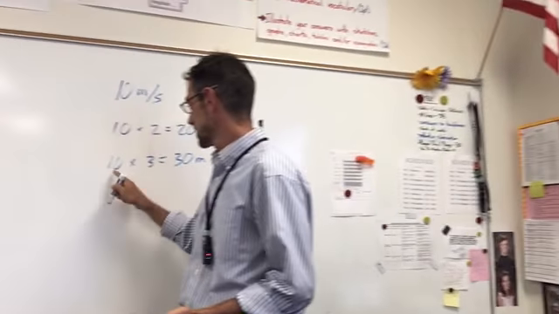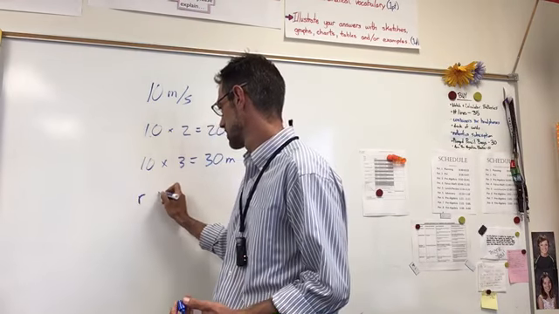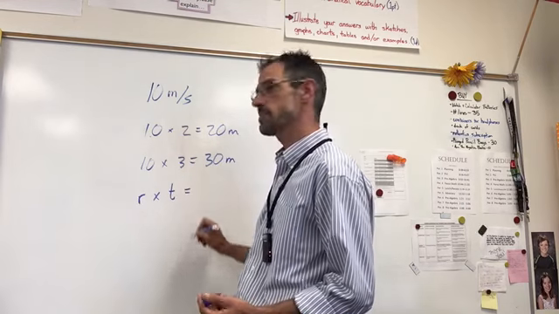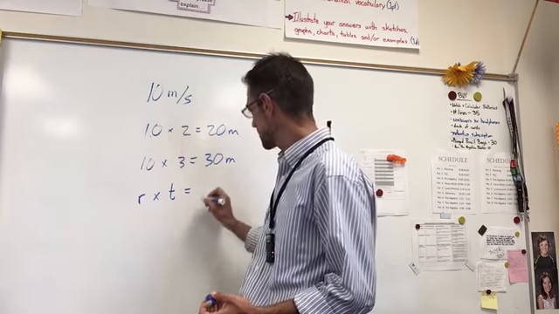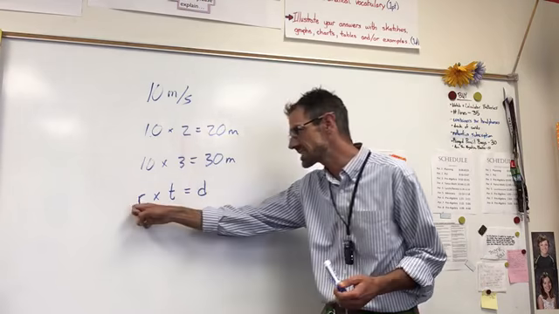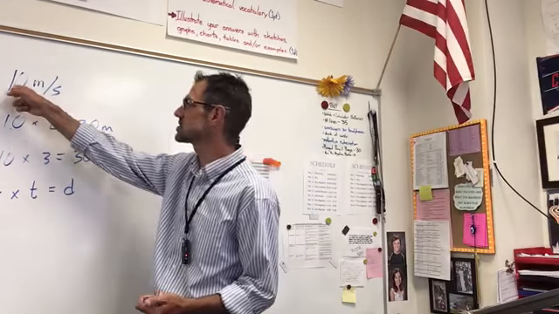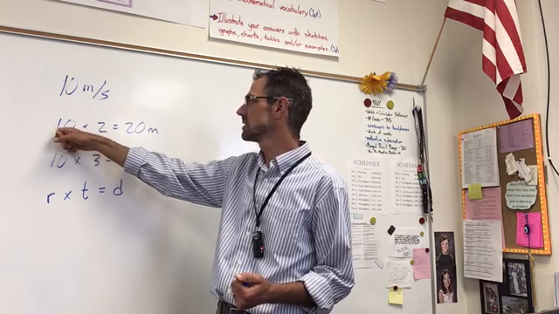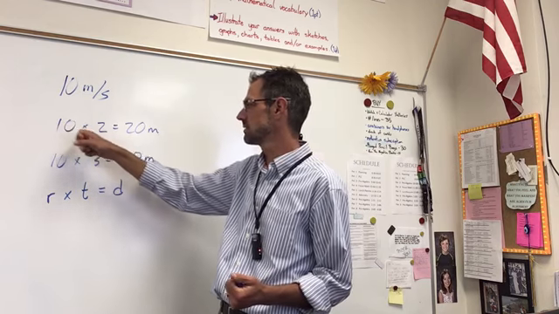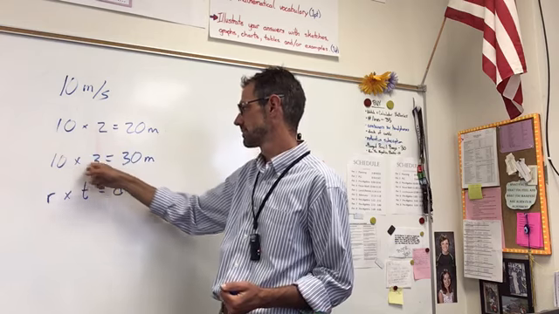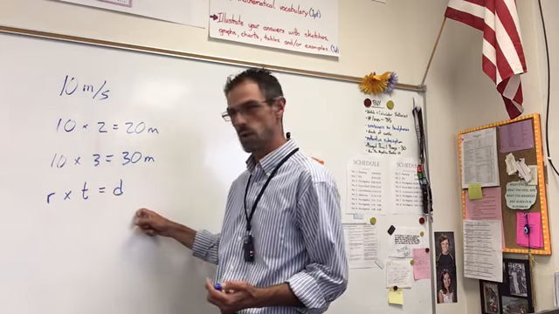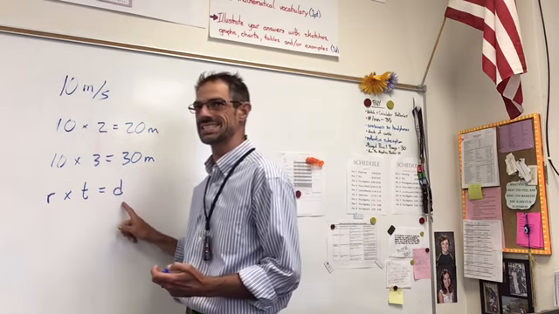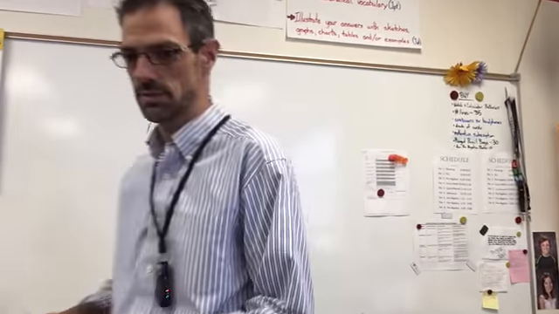The equation is rate times time. And what does that give me? Distance traveled. My distance. So this equation is really important. And you got that just from knowing this: in 10 meters per second, in 2 seconds, 20 meters, 30 meters. So you know the rate as well. Rate times time equals distance. Very important. You need to know this for today.